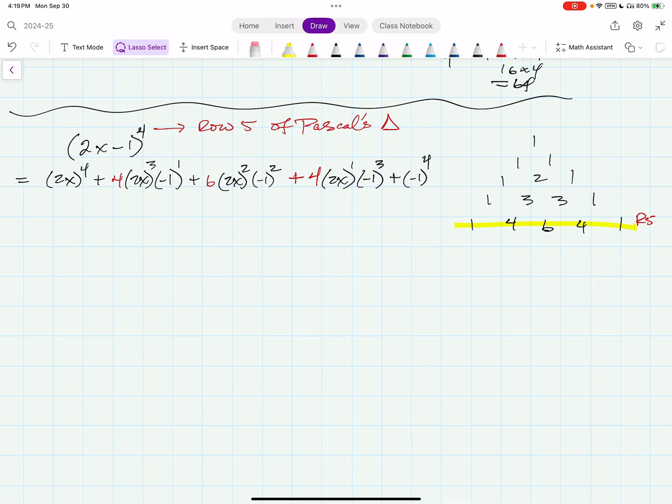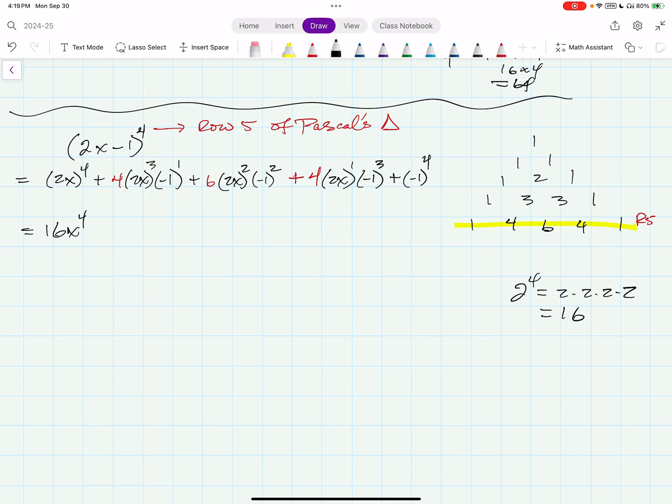Okay, just creating a little bit more room right there. So now, once you expand it, now you simplify it. So here we go. We got 2 to the fourth. And again, 2 to the fourth is equal to 2 times 2 times 2 times 2, which is 16. So I get 16x to the fourth here. And again, you raise 2 to the fourth and x to the fourth.